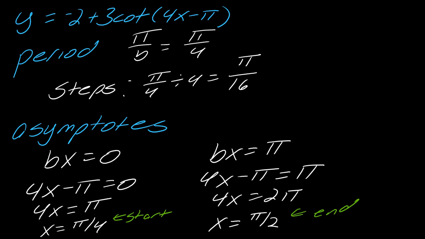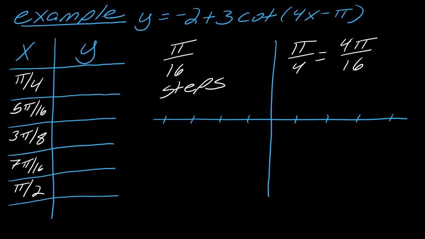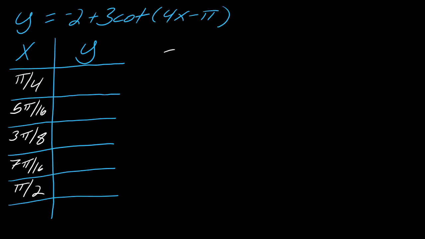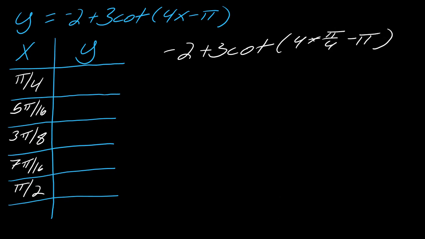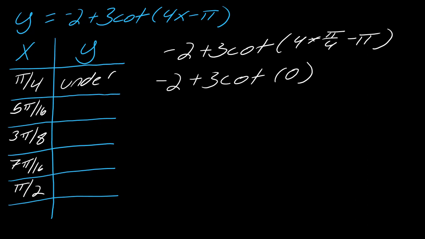So now I can clear some space and we can start figuring out our y values. So just to double check everything, I can plug in pi over 4 and I can see that I'm going to end up with cotangent of 0, so that's going to be undefined. So I'm just doing quick checks here.